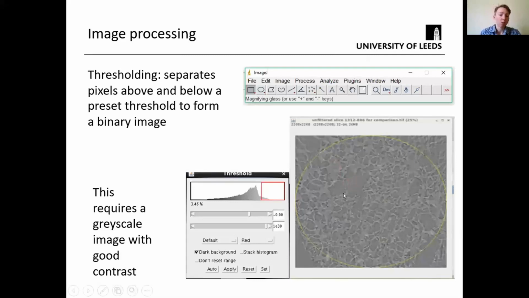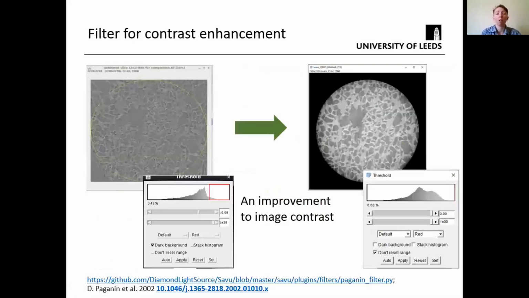However, the contrast in the raw images isn't really good enough. While the human eye can discern the difference, you can see here on this histogram of grayscale that it's not possible to effectively discern between the two phases. So a filter can be used to enhance the contrast. This is a Paganin filter, which is done through an in-house program at Diamond. So you can see the contrast is much improved now.